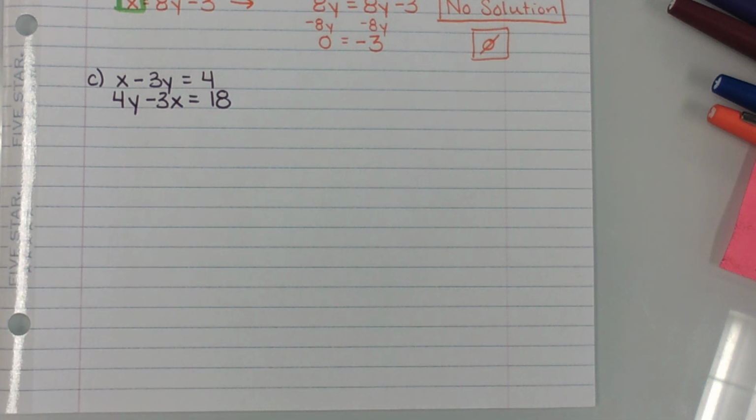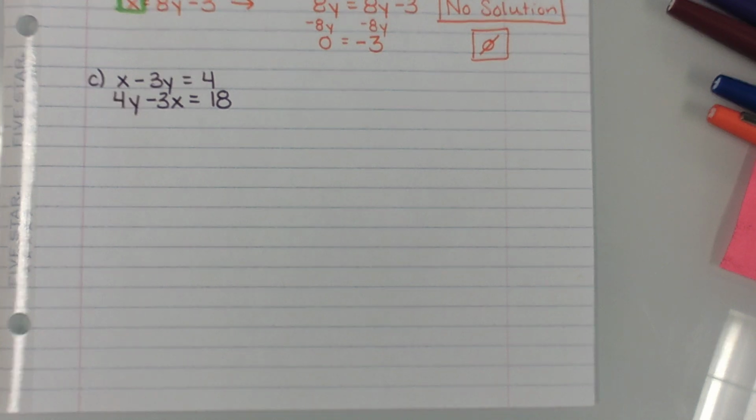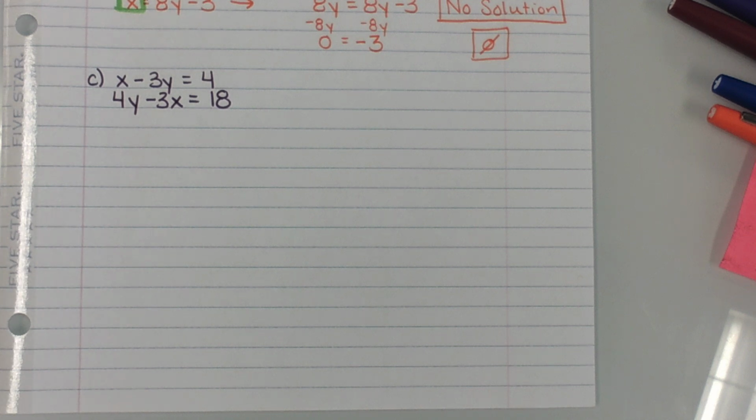x minus 3y is equal to 4, and 4y minus 3x is equal to 18. Again, if I want to do substitution, I need to know what one of the variables is equal to. In other words, I need one of the variables alone and equal to everything else. Do I currently have that? No. Which variable looks easiest to get alone is the next question. In this case, x on the first equation, because it's got a coefficient of 1. It saves us the most work.